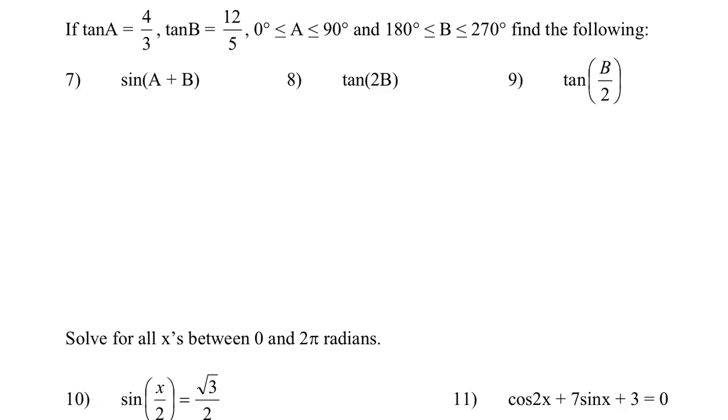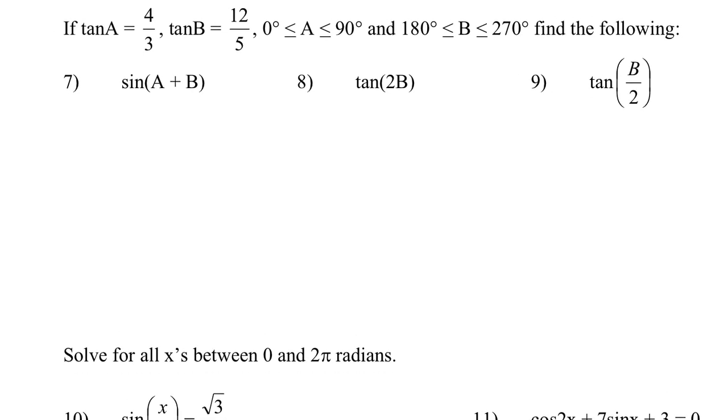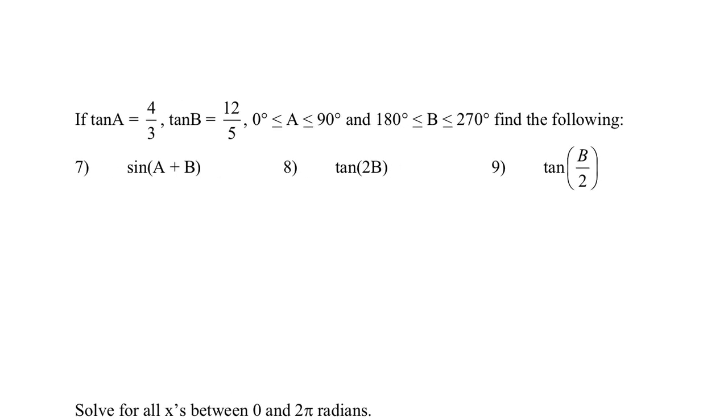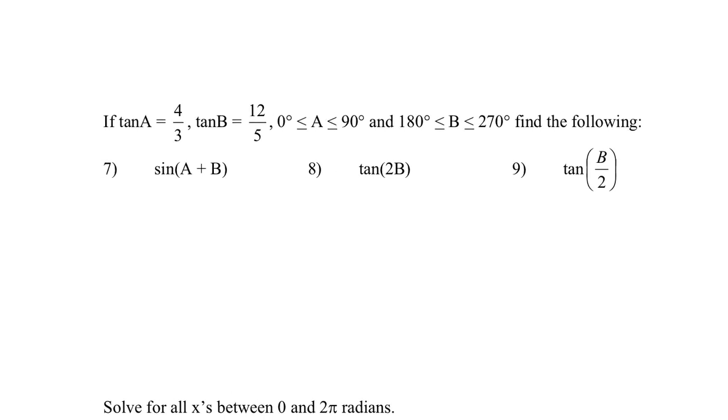I'm picking up at number 7. If you need to see the first page, just check the previous link. All right, so here on number 7, we have quite a bit to do. We are going to find sine a plus b, tangent of 2b, and tangent of b over 2.